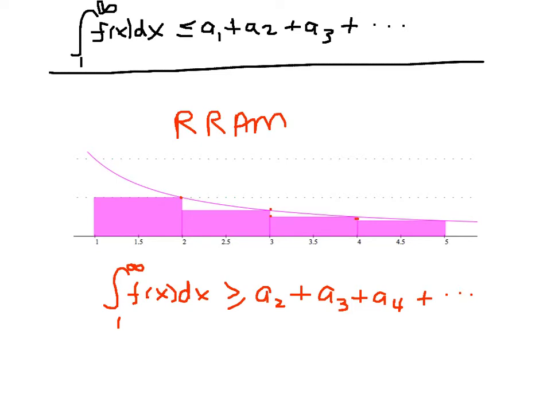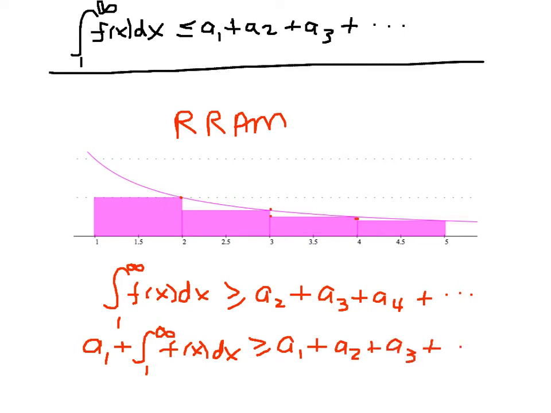Okay, so another way of writing this is that the integral from 1 to infinity of f of x dx, and if I add a 1 to that, is greater than or equal to a 1 plus a 2 plus a 3 and so on. See that? So now let's put these two results together. This infinite series is greater than or equal to the definite integral there, and the same infinite series is less than or equal to a1 plus that improper integral. So let's put those two things together in a new statement.